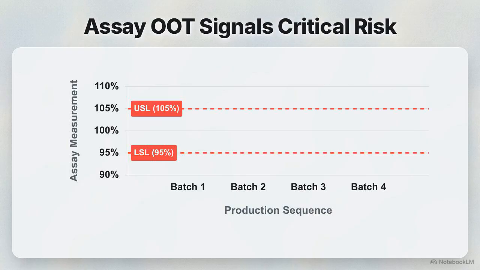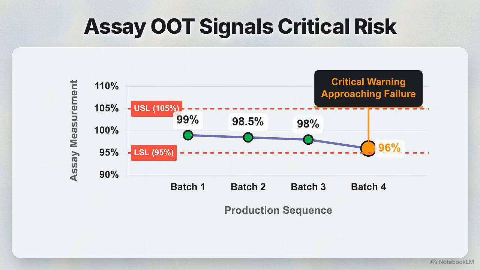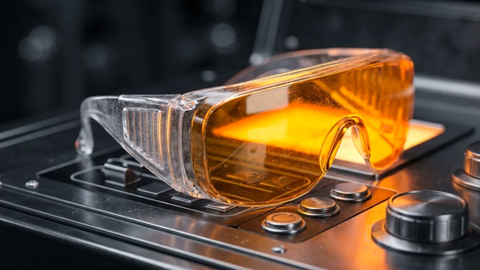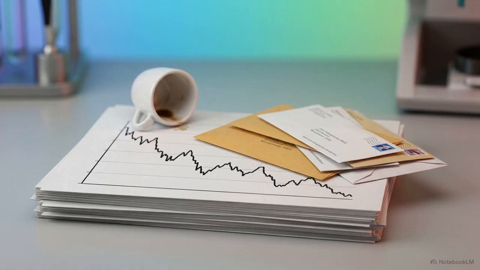Let's see an OOT become an OOS. This chart plots an assay trend starting at 99%. The data safely decays to 98.5%, then 98%. Then it drops to 96%, a critical warning signal hovering just above the failure boundary. This specific 96% reading represents your final operational opportunity to intervene. An ignored OOT signal is simply an OOS waiting to happen.